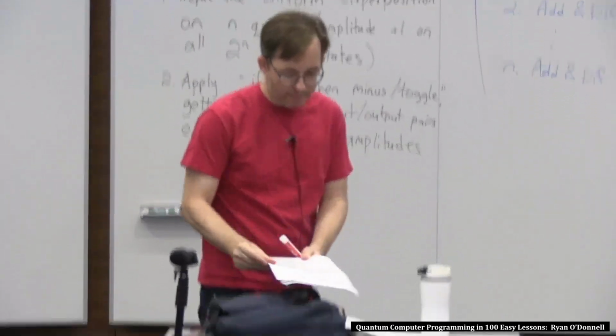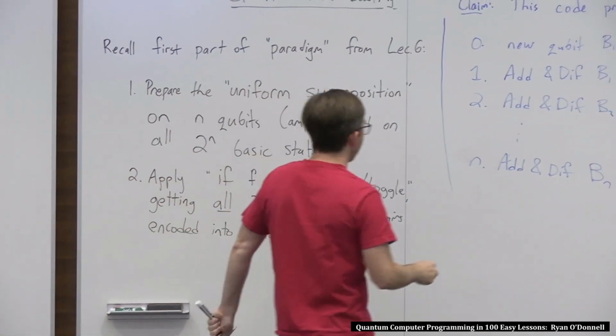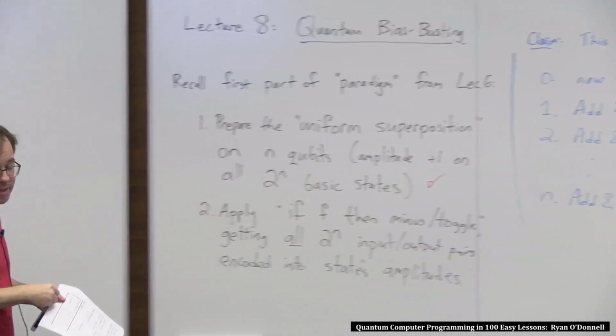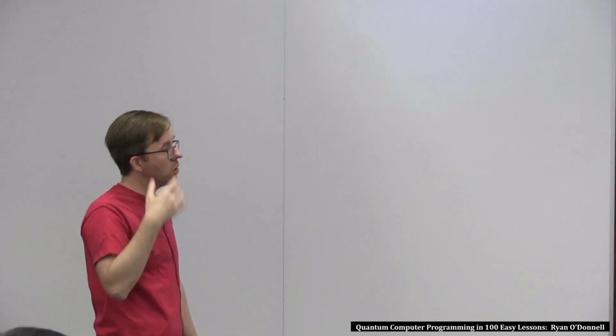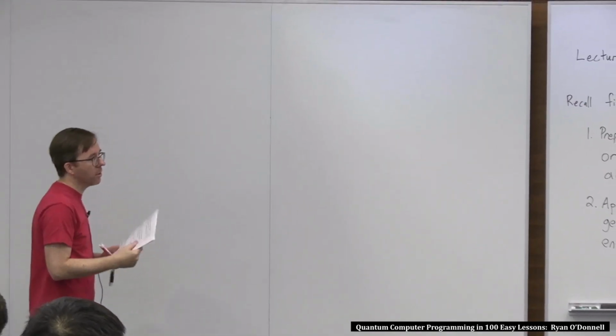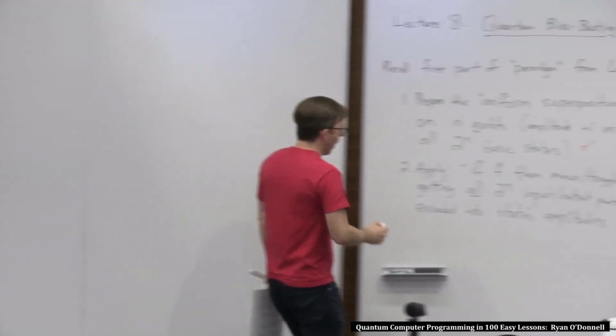Okay, so great. So that's it. So in some sense, this is done. And with a reasonable number of instructions, basically n instructions, we've got this cool state where we have amplitude 1 on every single possible n-bit string. Okay, so then let's think about what happens if we do this.